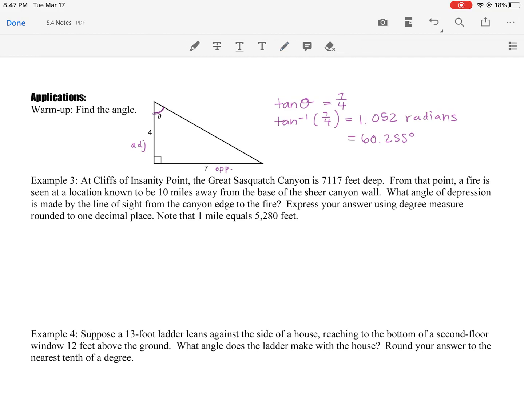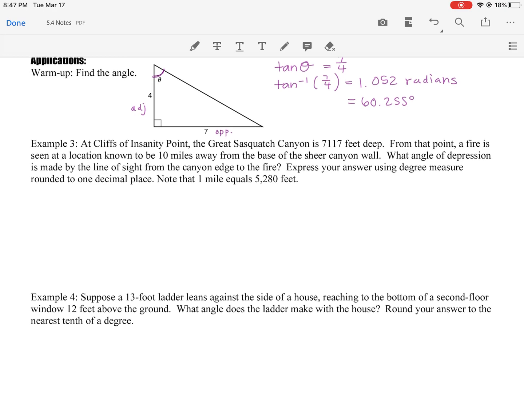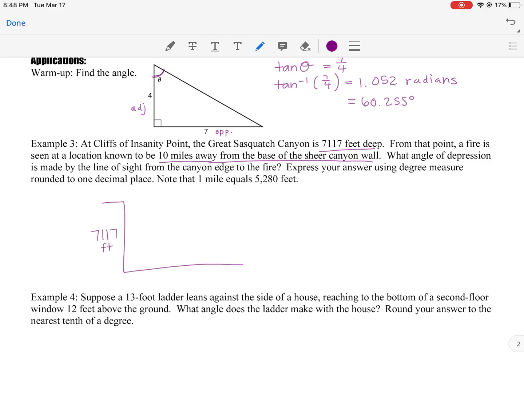So, at the Cliffs of Insanity, the Great Sasquatch Canyon is 7,117 feet deep. From that point, a fire is seen at a location known to be 10 miles away from the base of the sheer canyon wall. So you got this canyon wall, right? That's 7,117 feet. And then we've got 10 miles away, and you've got this like little fire happening. What angle of depression is made by the line of sight?